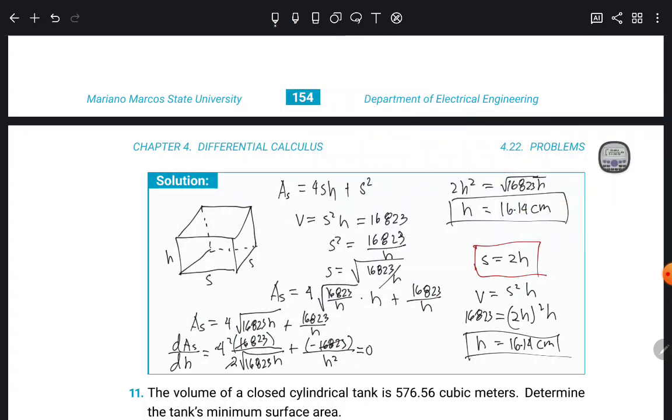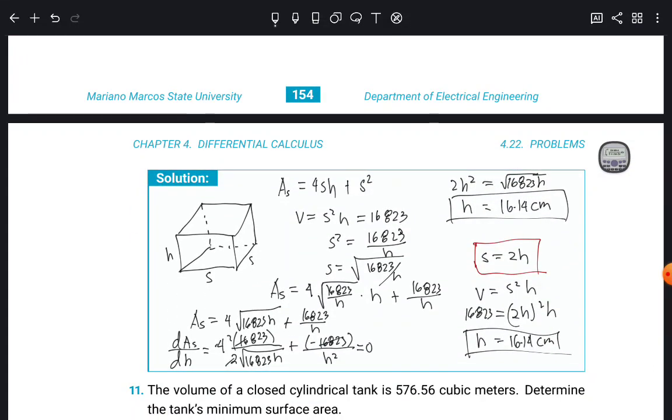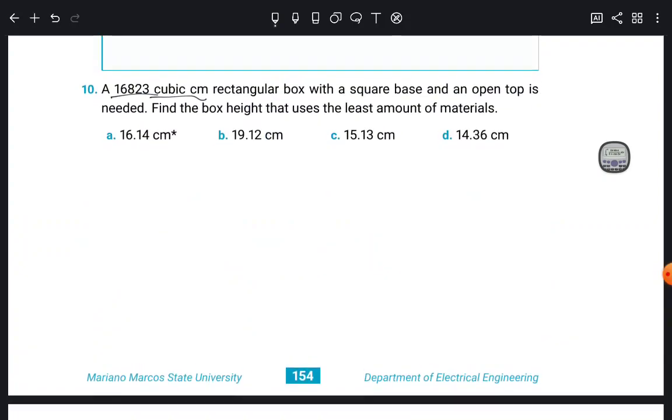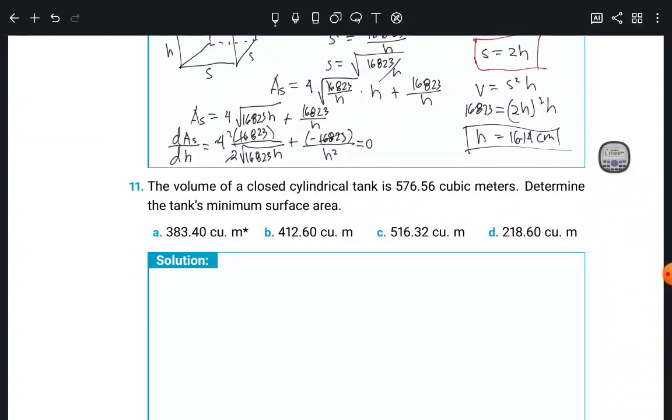So if you remember that formula, you can use that if you want. But the legit way of solving this one is you can just do the normal way, the calculus way of solving the volume. Okay, so that's number 10. Let's go to number 11.